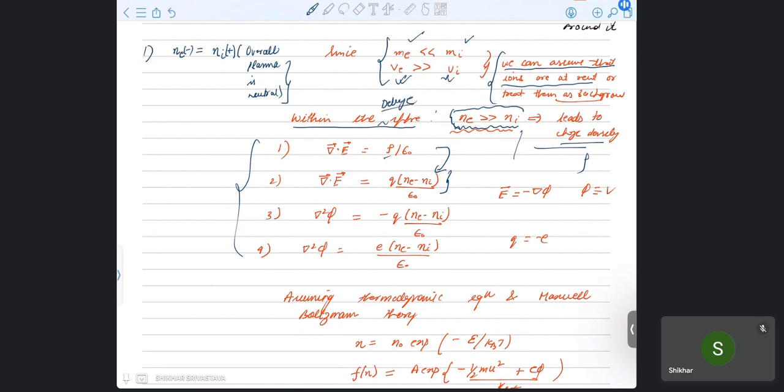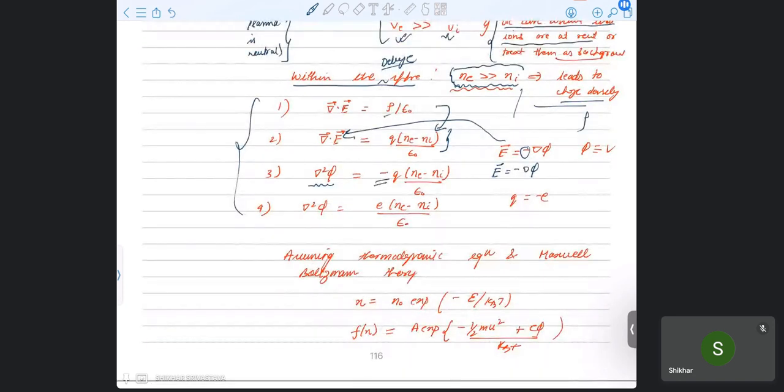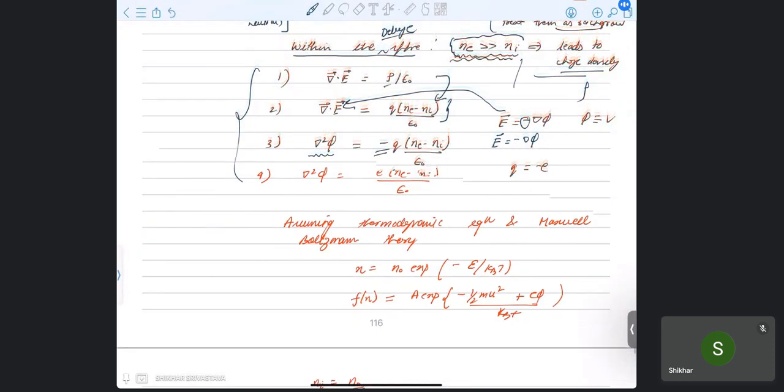So now we also know that the electric field can be written as minus gradient of potential. This potential is your Coulombic potential, 1 by 4 pi epsilon naught q by r. Okay. So we can just substitute this into this equation. So we will get del square phi, with a minus sign also coming on the RHS, q times Ne minus Ni upon epsilon naught. And then further, because the electron is negatively charged, it becomes e times Ne minus Ni upon epsilon naught.